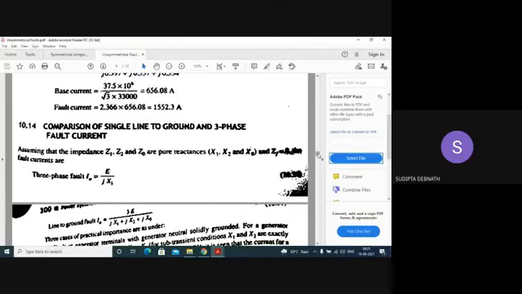Now let us do a comparative assessment of these two types of fault currents in these two types of faults. For a three-phase fault, this equation is simple: simply E by jX1. Actually E by jX, and X equals X1 for balanced condition. And for single line to ground fault, we will consider the solid fault.